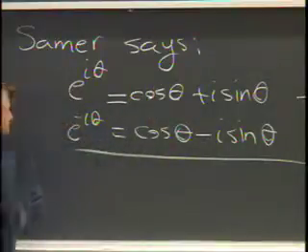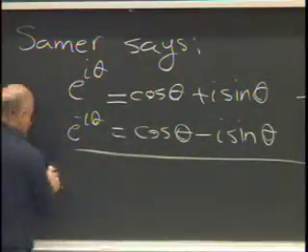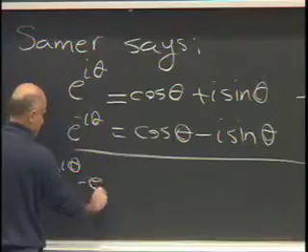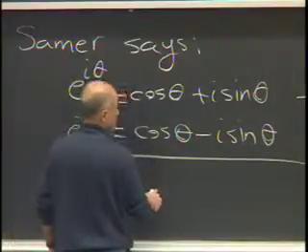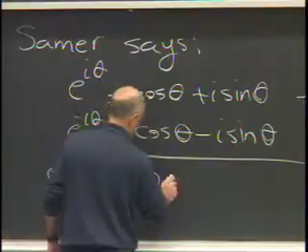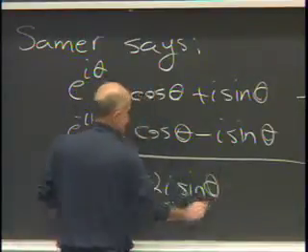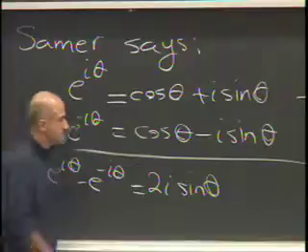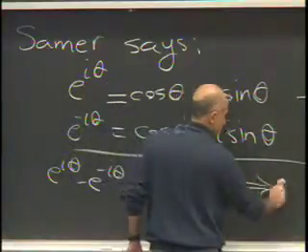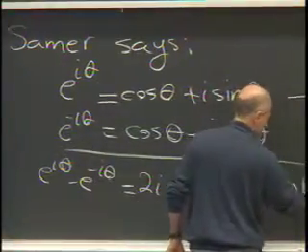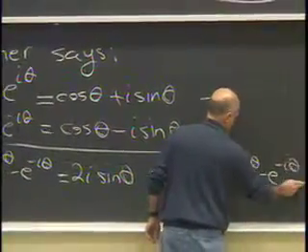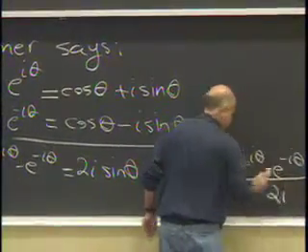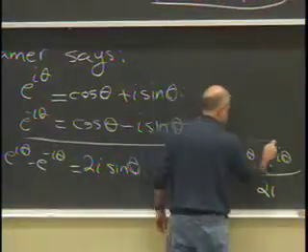And what do you get? e to the i theta minus e to the negative i theta equals 2i sine theta. The cosines now cancel. And so now you have an expression for sine in terms of the complex exponential. Please don't forget this annoying i in the denominator for sine.